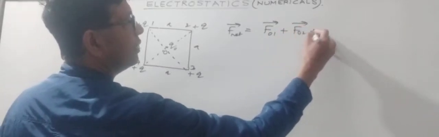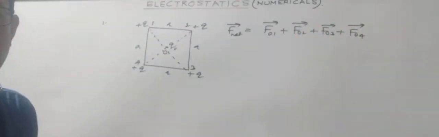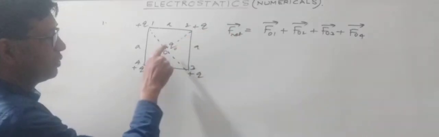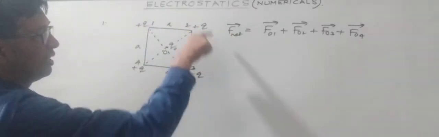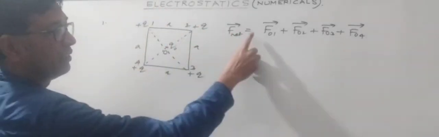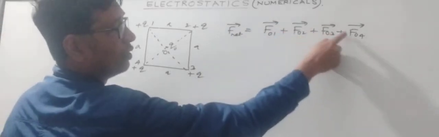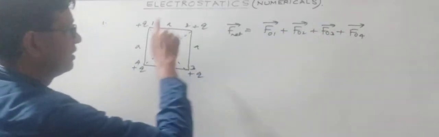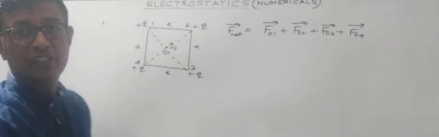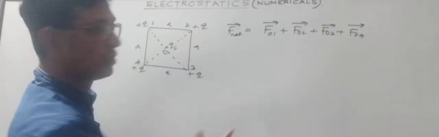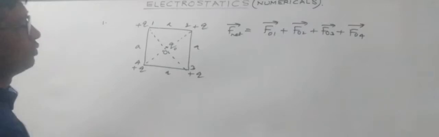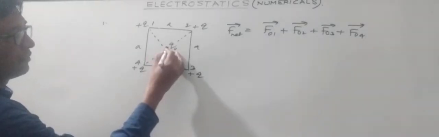That is F01 vector plus F02 vector plus F03 vector plus F04 vector. This is the principle of superposition. So the net force experienced by a charge due to the presence of all the other charges around its vicinity is given by the vector sum of all the forces exerted by the individual charges on that given charge. So let's solve it.